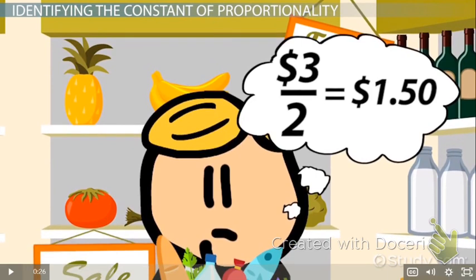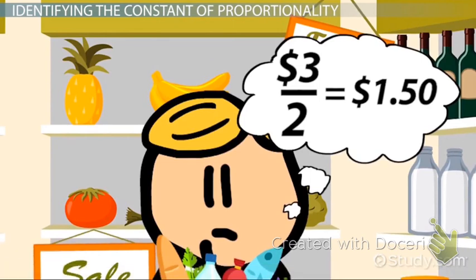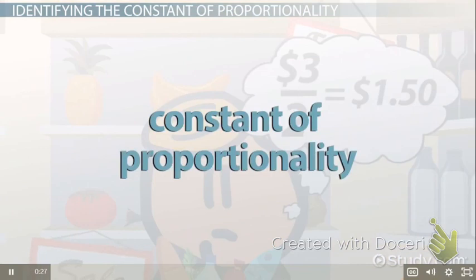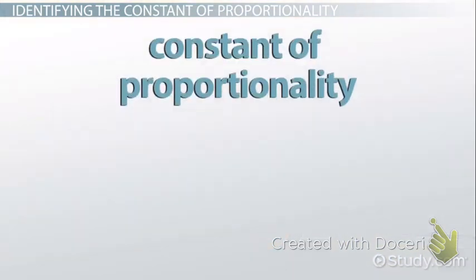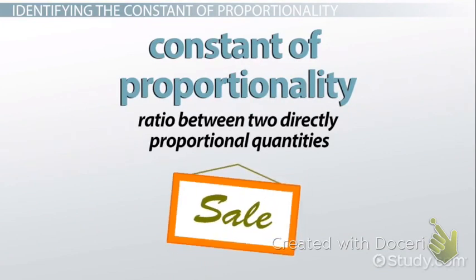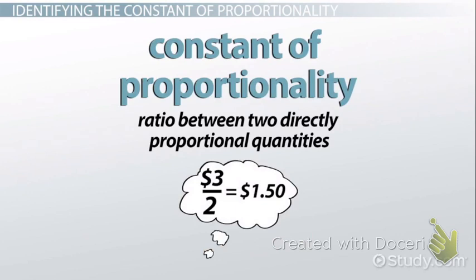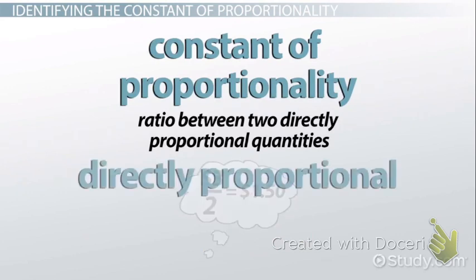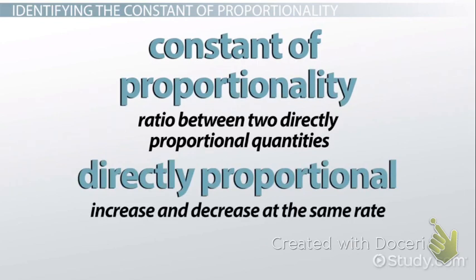Now, unit rate, we talked about finding the unit rate. The constant of proportionality for the cost of a tomato can. The constant of proportionality is the ratio between 2 directly proportional quantities. In our tomato example, that ratio is $3 divided by 2, which equals $1.50. 2 quantities are directly proportional when they increase and decrease.